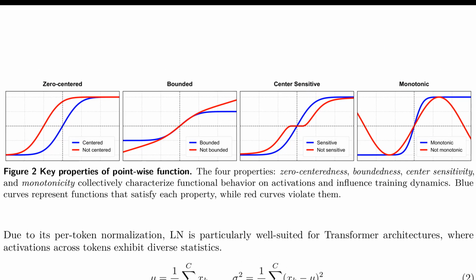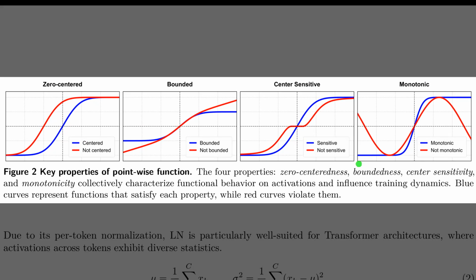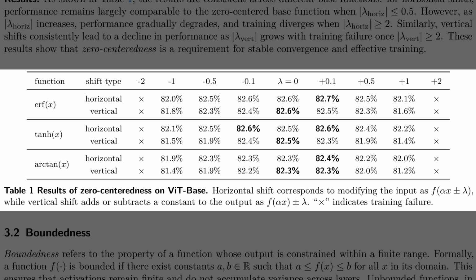So while Figure 1 showed that dynamic ERF works well in practice, Figure 2 shows why by visualizing 4 key shape properties of pointwise functions. The leftmost panel contrasts zero-centered functions, whose blue curve sits symmetrically around 0 with a shifted red curve. The second panel illustrates boundedness, where the blue curve flattens at finite limits, but the red one keeps growing. The third panel depicts center sensitivity, so the blue curve responds steeply near 0, while the red curve is flatter. The rightmost panel highlights monotonicity, with the blue curve always increasing, and the red curve bending back on itself, which can destabilize training.